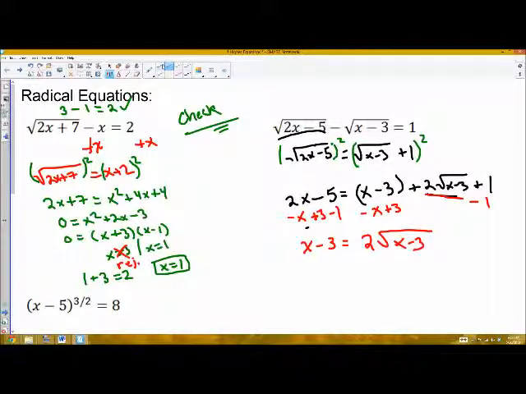Now, the reason I isolated that radical again is because I again need to get rid of this radical, so I'm going to repeat that same process as the beginning and square both sides.